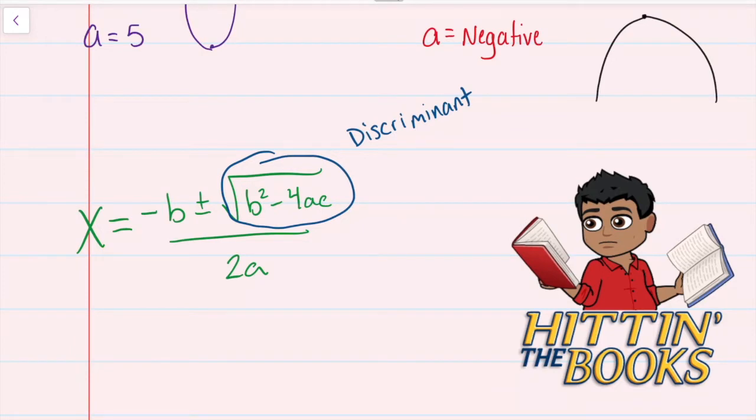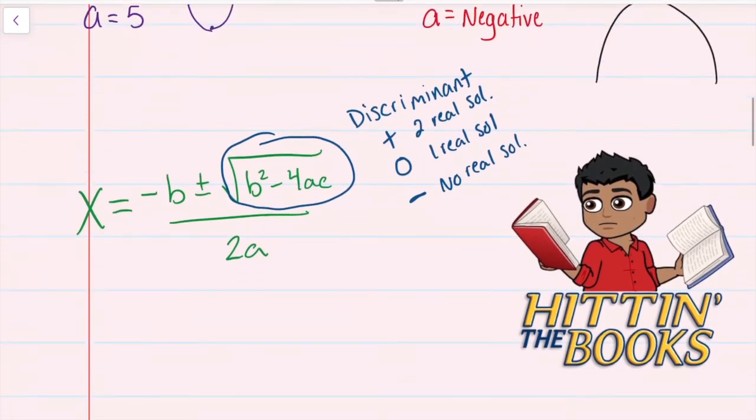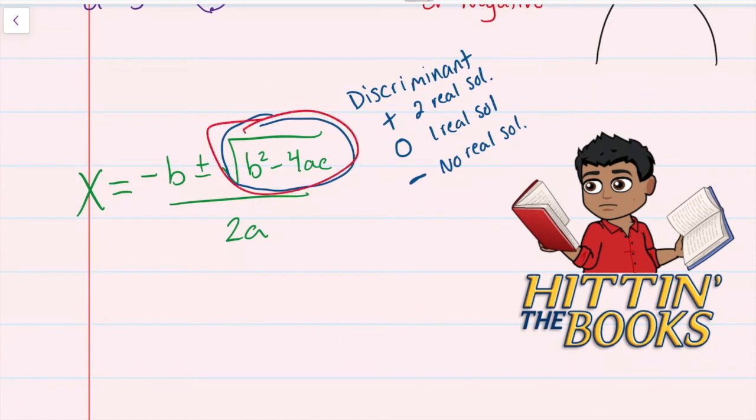For example, if inside the square root we have a positive number, we know there's going to be two real solutions. If inside the square root we have a 0, then we know it's going to be only one real solution. And if inside the square root it's going to be a negative number, then we know there's no real solution. Make sure to go back to my videos if you don't know what I'm talking about. I did a few videos about this recently. So, moving on. We know what this is, guys.